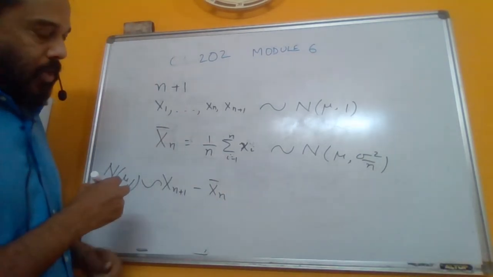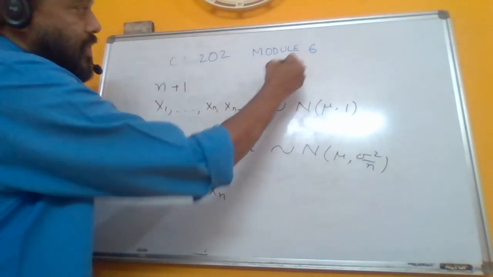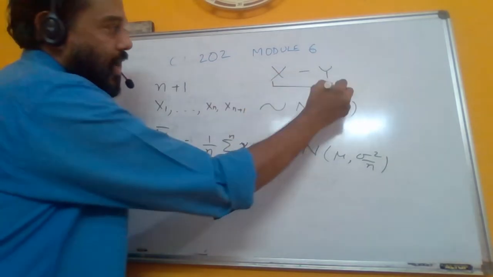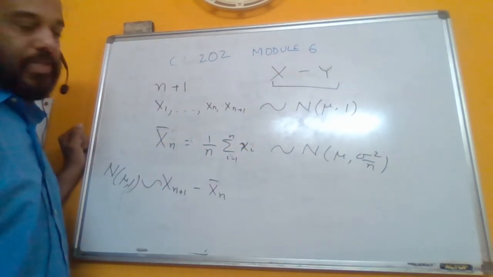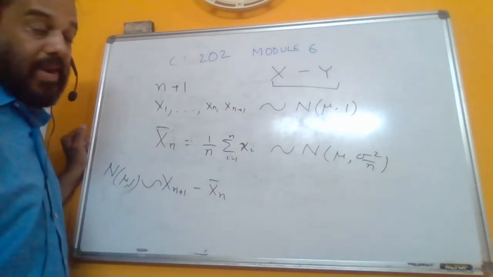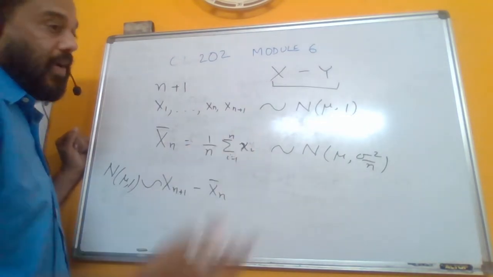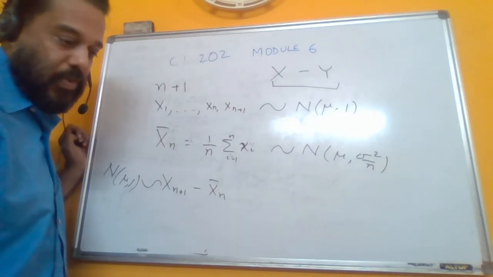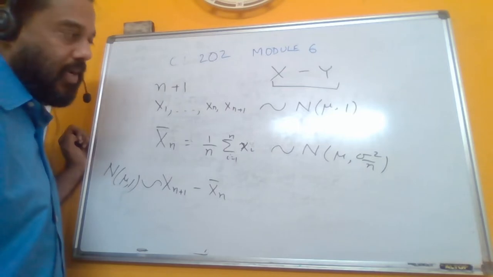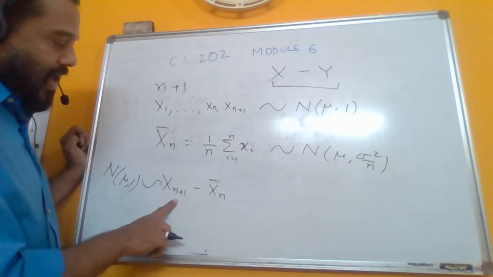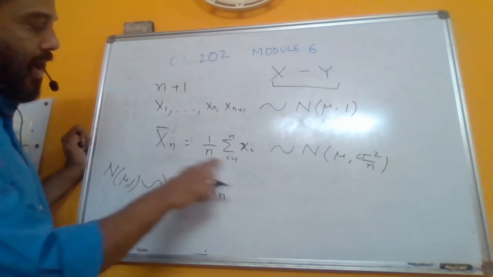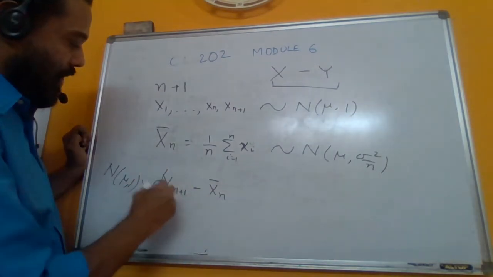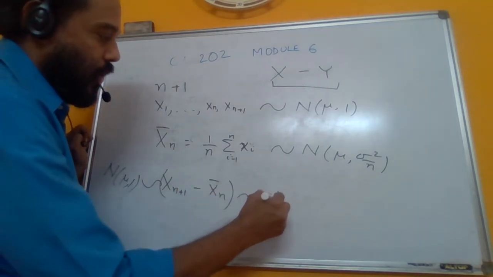If I give you two variables, x and y, and I tell you both are normal, then what can you tell me about x minus y? We saw this was the magical property which normal variables have. For example, if x and y had a uniform distribution, you cannot say x minus y is uniform. In fact, we have shown that it is not; it is a triangular distribution. But if xn is normal and x bar n is normal, then this whole thing combined is also normally distributed.